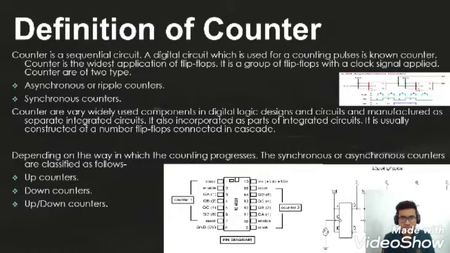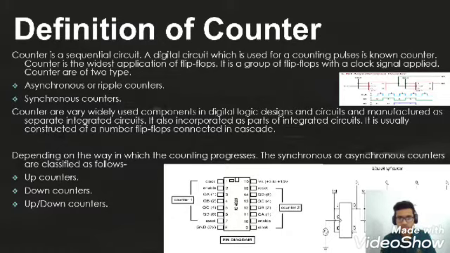I am going to talk about the definition of counter. So, what is a counter? A counter is a sequential digital circuit which is used for counting pulses. Counter is the widest application of flip-flops. It is a group of flip-flops with a clock signal applied. Counters are of two types: asynchronous or ripple counters and synchronous counters.